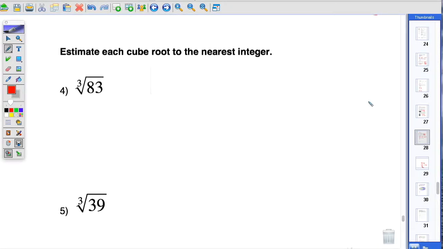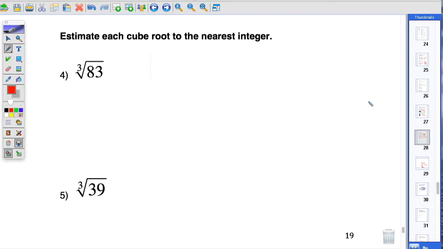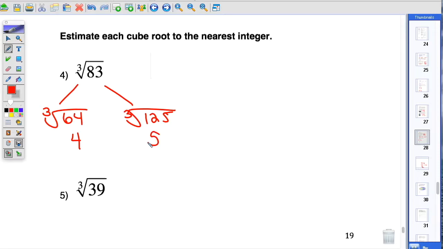Now we're going to be estimating each cube root to the nearest integer. So we start by writing the perfect cubes that fall before 83 and after 83. That would be 64 and 125, and the cube roots of each of those numbers. So the cube root of 64 is 4, the cube root of 125 is 5, so 83 falls closer to 64, so our answer would be 4.